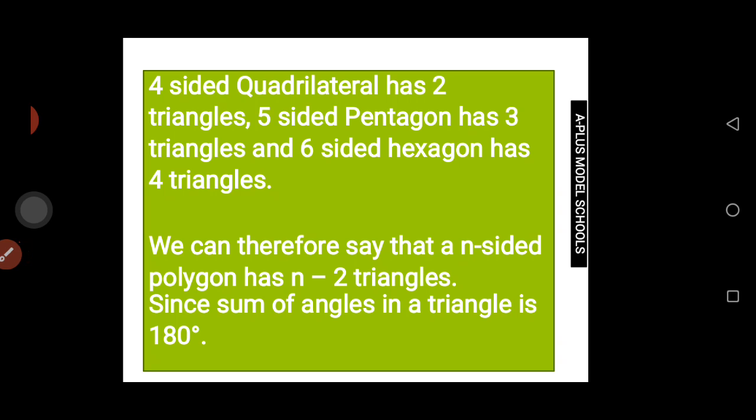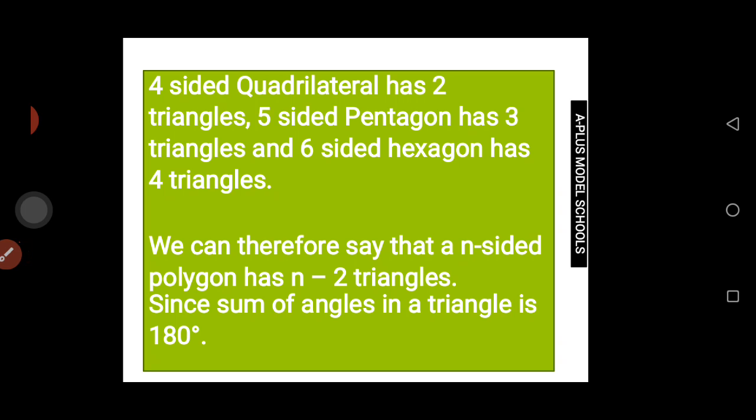For instance, let's look at a decagon as an example. A decagon is a polygon with 10 sides. If I want to know the number of triangles that can be derived from it, just subtract 2 from 10, which gives you 8. So it means a decagon has 8 triangles. Also, a nonagon is a polygon with 9 sides. When you subtract 2 from 9, you have 7. So a nonagon will have 7 triangles.